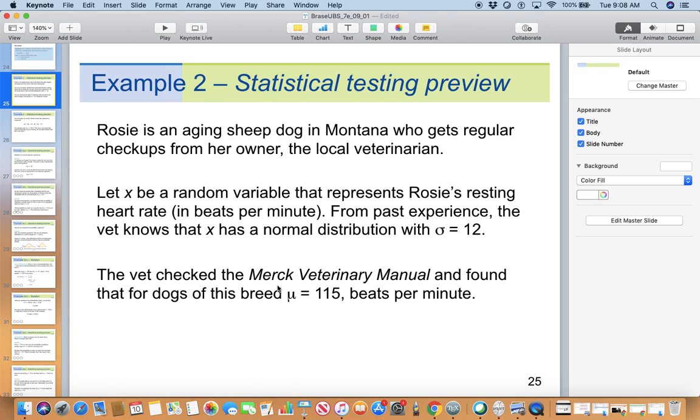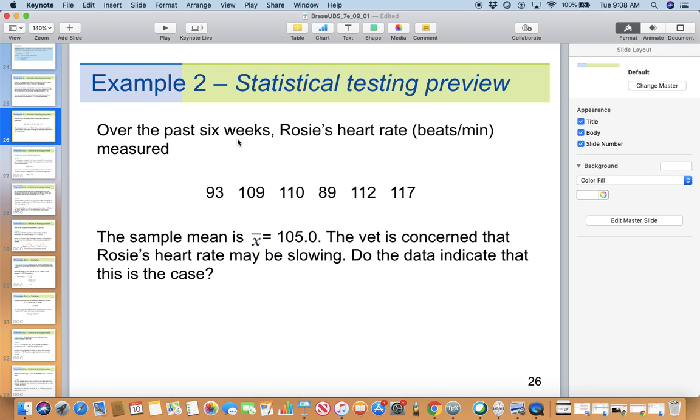The vet checked the Merck veterinary manual and found that for dogs of this breed, mu is 115 beats per minute. Over the past 6 weeks, Rosie's heart rate, beats per minute, measured 93, 109, 110, 89, 112, 117. The sample mean X bar is 105. So they have added all this and divided by 6.